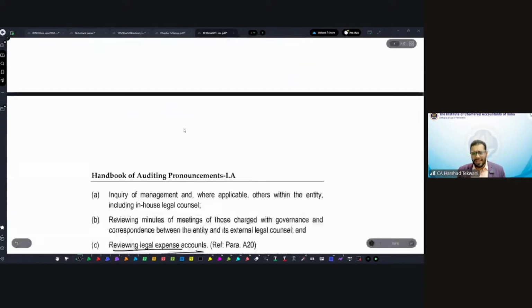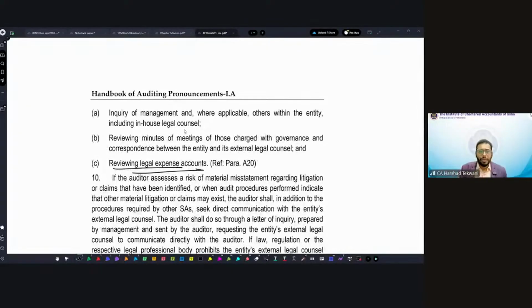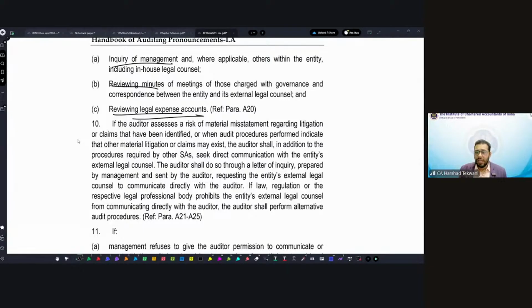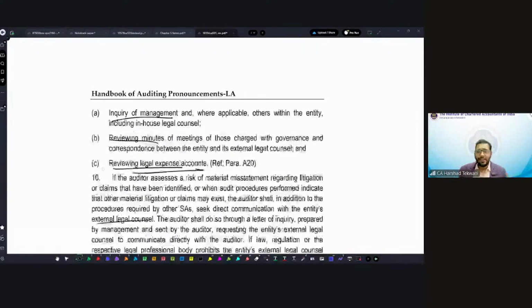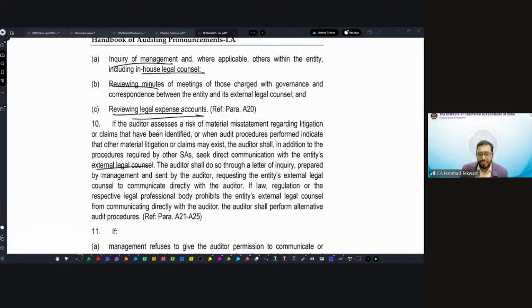Clear? Then there are, yes, other things you can do in inquiry of the management. Review the meetings, as you said. Confirmations with the external legal counsel. If you have an internal legal counsel in-house, then you will do an inquiry. If there is an external one, then you will send the confirmation. Okay, direct communication to them. And obviously, you need to do a direct communication, not via management. Always do a direct communication. Prepare a letter of inquiry, send directly to them, and ask them to communicate directly to the auditor.